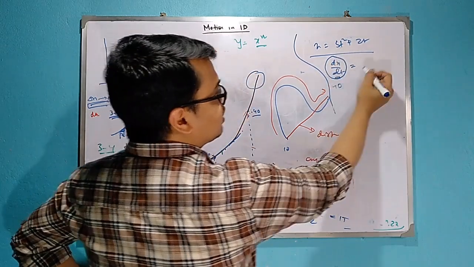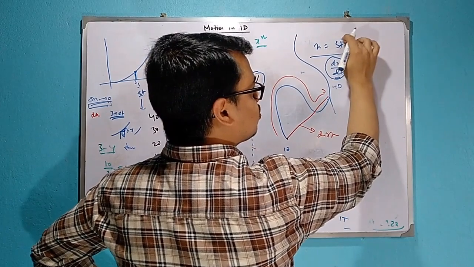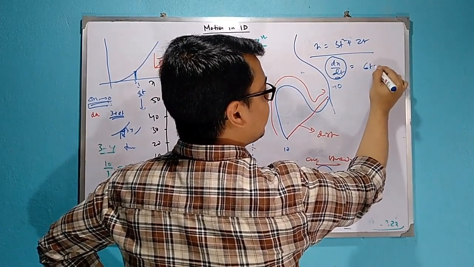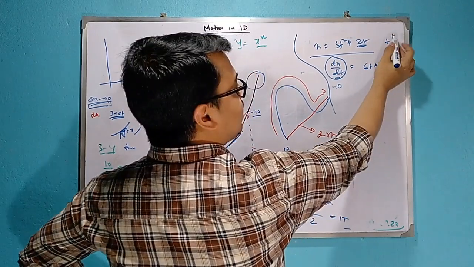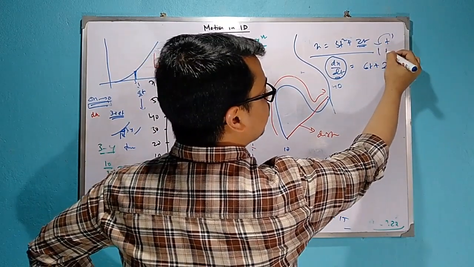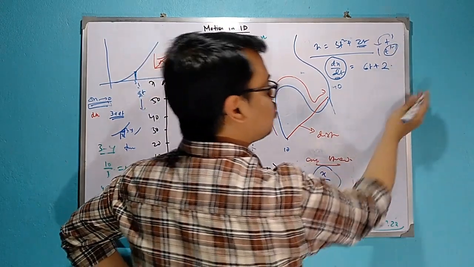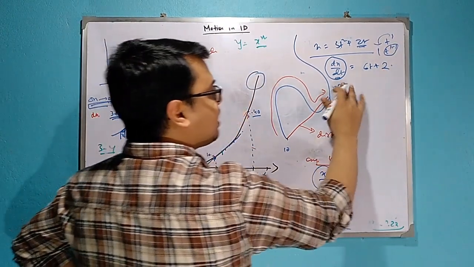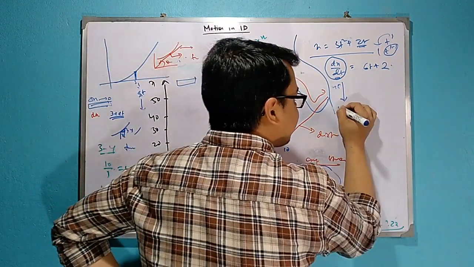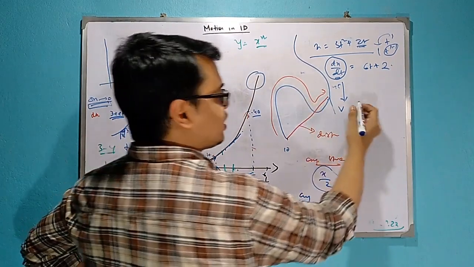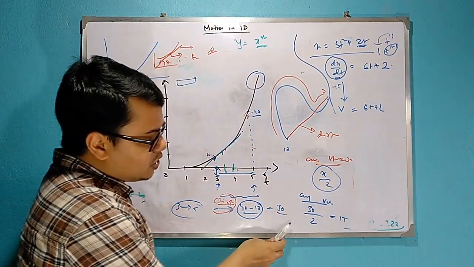Now 3 is constant, so 3 into 2 is 6t, plus the derivative of 2t. Now 2 is constant, and t to the power 1 means the 1 comes in front, t to the power 1 minus 1, that is t to the power 0, which is 1, so that is 2 itself. So it is 6t plus 2. The rate of change of x is nothing but velocity, so this is the instantaneous velocity. V will be 6t plus 2.